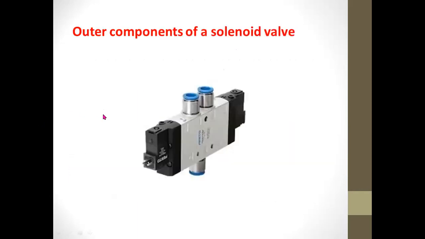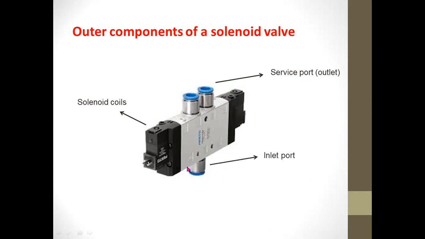Let us run through the components of the solenoid valve. You have the coil, and then the service port. Again, this is where the cylinder is connected. In the figure, since we have two service ports, that means this solenoid valve is intended for the double acting cylinder type. And then we have here the inlet port, which is connected to the compressed air source.